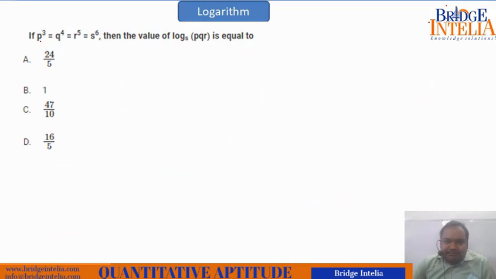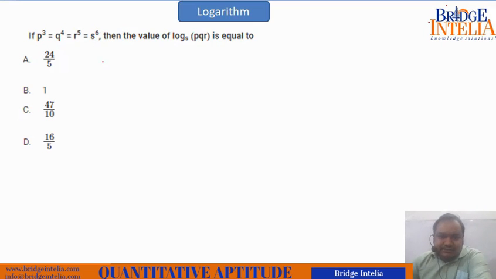p cube is equal to q to the power 4 is equal to r to the power 5 is equal to s to the power 6. Then the value of log of pqr to the base s is equal to what? Let's see. The easiest way to solve this is to express p, q and r in powers of s.